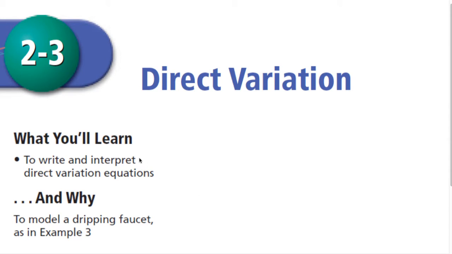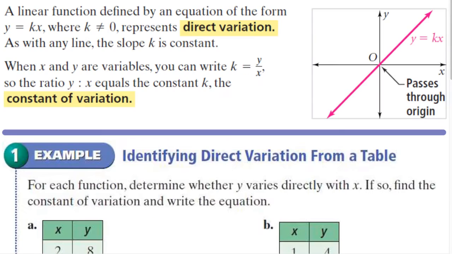All right, what we're looking at today is writing and interpreting direct variation equations. Okay, example one. Before we get started with this example, a direct variation is any linear function defined by the equation of the form y equals kx. There is no constant being added to or subtracted from, meaning that your y-intercept is always, always, always going to be 0. So it's always going through the origin on a coordinate grid.